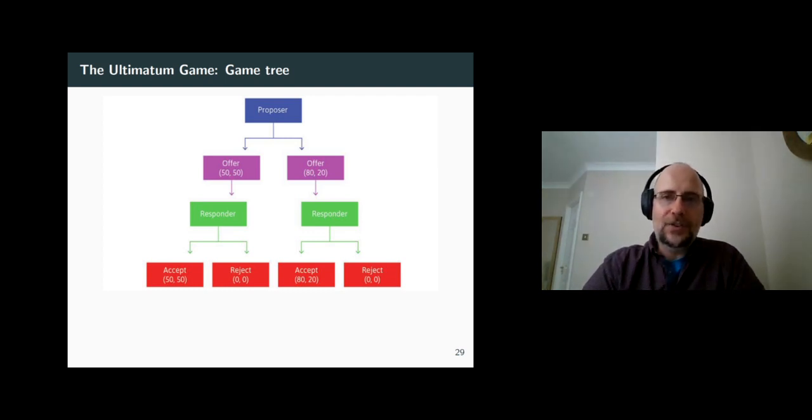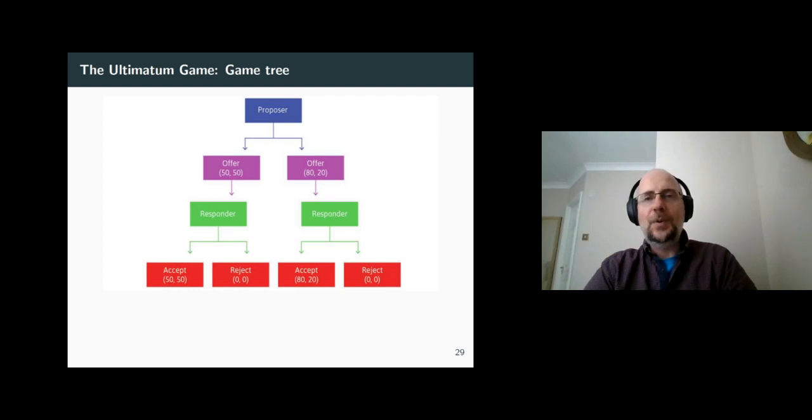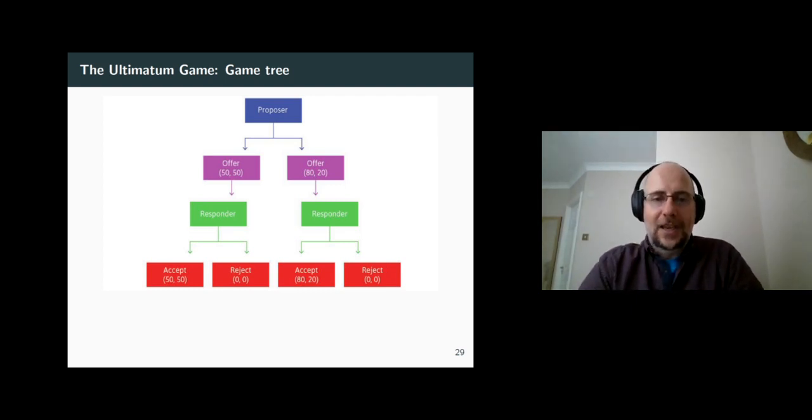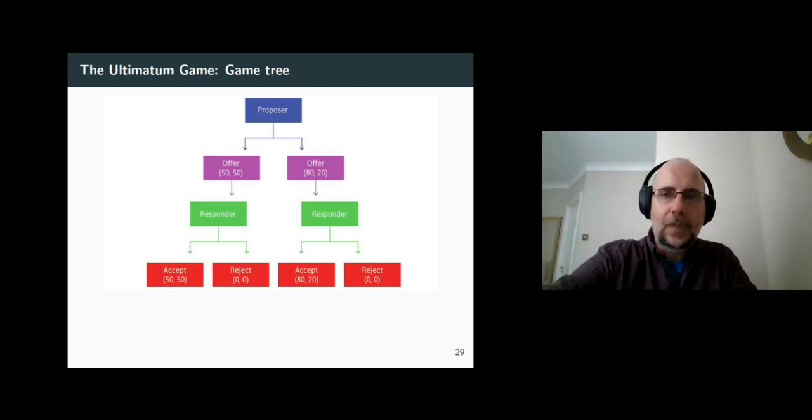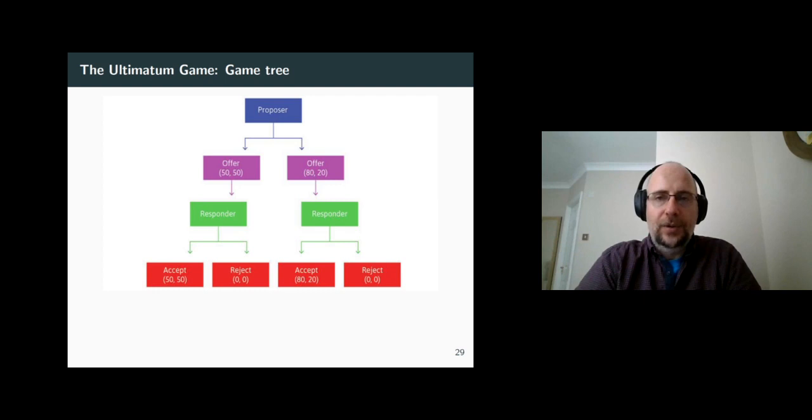Now, if the proposer offers a 50-50 split, the responder then takes over and can accept or reject. If they accept, the split is implemented and they both get 50-50. If not, then they both get zero. Exactly the same process happens if the responder receives an offer of 80-20.